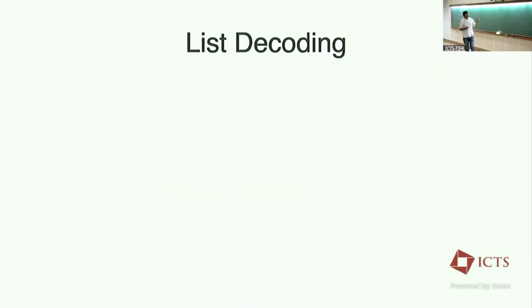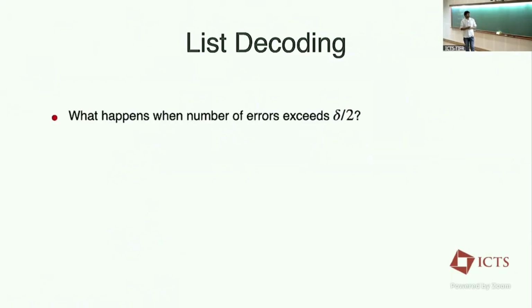So we're comparing Reed-Solomon and these expander-based constructions. One field in which they definitely lag behind is list decoding, where we want to correct more than delta over 2 errors. Recall that for delta over 2 errors, AEL codes can be decoded in linear time.